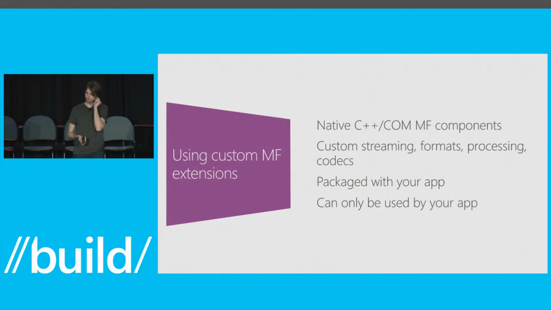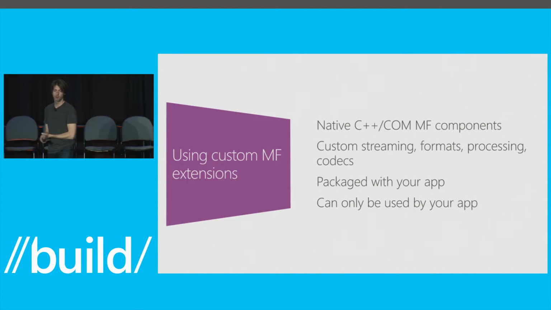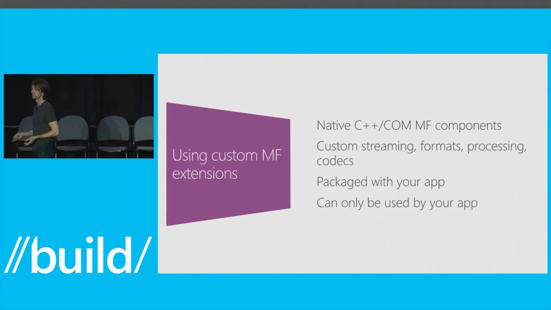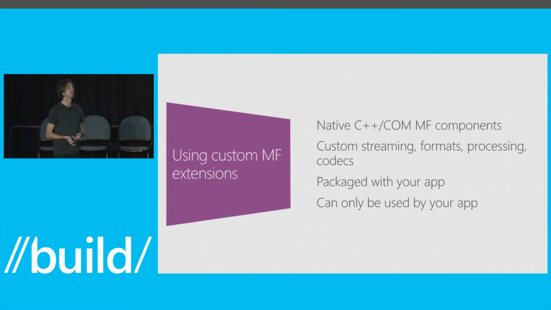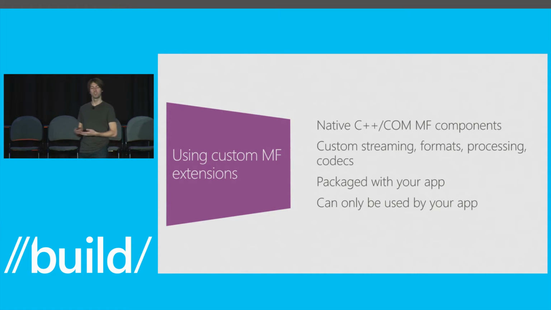OK. So the last of the 3 that are converged across our platform are custom MF extensions. So these are native C++ COM components that you write. And they're used for things like custom streaming, if you want to implement a custom format, if you want to implement an encoder or a decoder or some sort of video or audio processing component that acts on every sample that goes through it, you create custom MF components to do that.